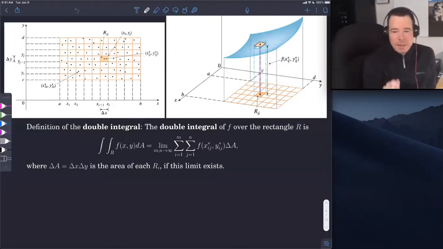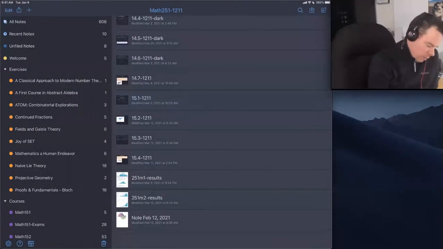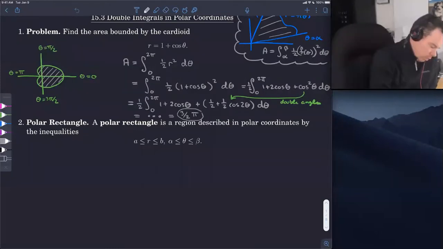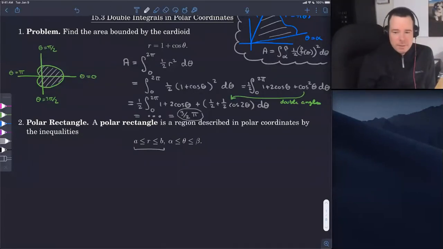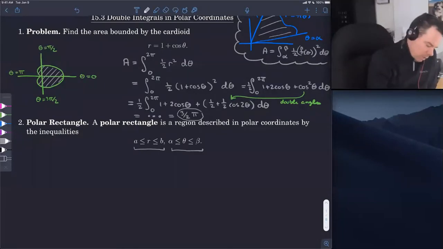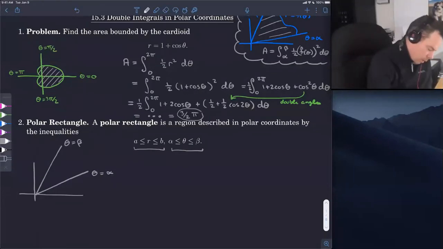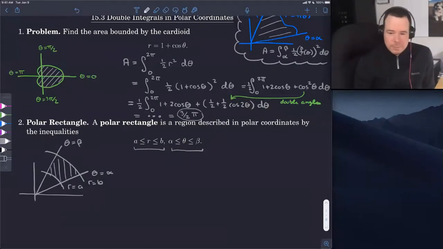We're going to do the same thing here, except that in a polar coordinate system, rectangles aren't the natural thing to use. In a polar coordinate system, the natural thing to use are what we call polar rectangles. So what's a polar rectangle? It's the thing that we get where we let one of the variables range between two constants, so r between a and b, and the other variable range between two constants. So it looks like this. Theta equals alpha all the way up to theta equals beta. R equals a all the way up to r equals b. And that gives us this region here. And that's a polar rectangle. That's the analogy of a rectangle in the polar coordinate system.